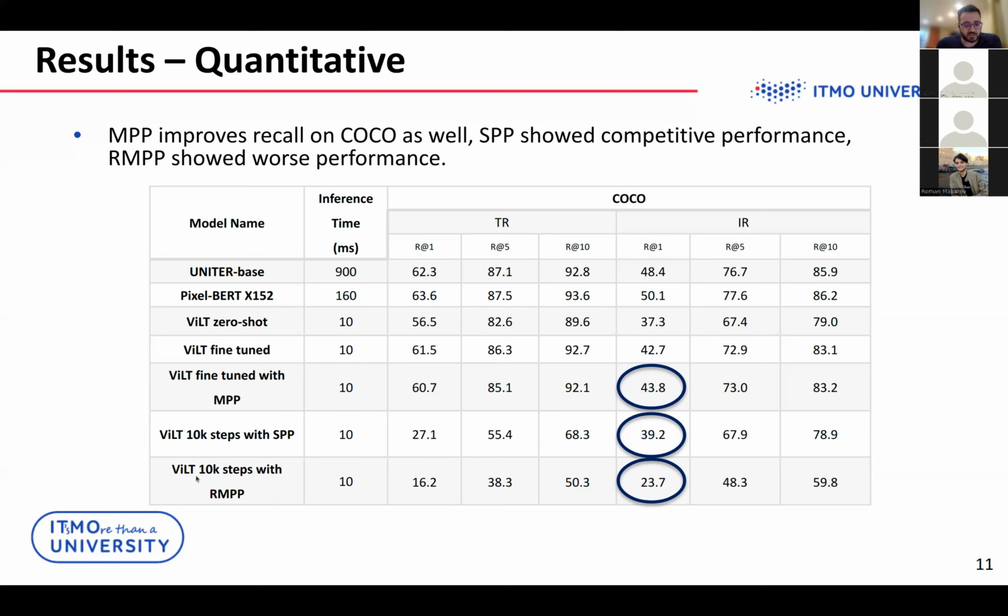And finally, using our RMPP, where we try to recreate the full image out of the input, we had much less success on recall. And I believe the reason was it was a very complex task. For 10K steps, again, here we use around 10% of the training steps in comparison with the original ViLT. And I believe it's much more complex and requires more training and more data.